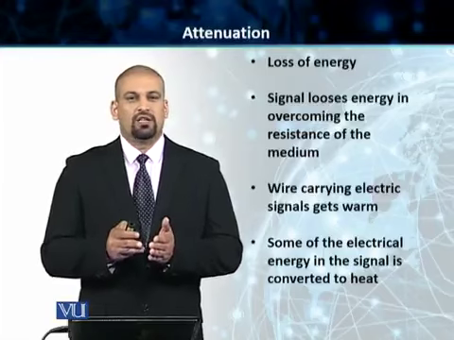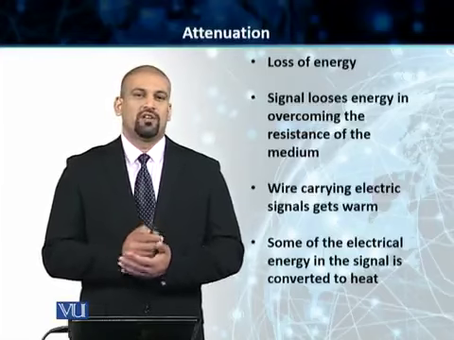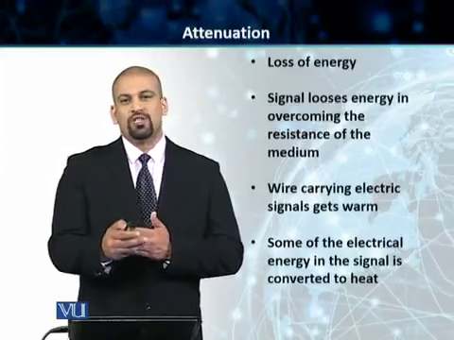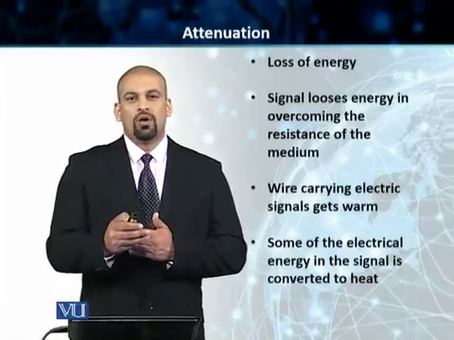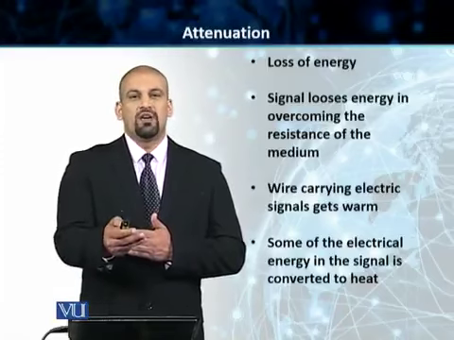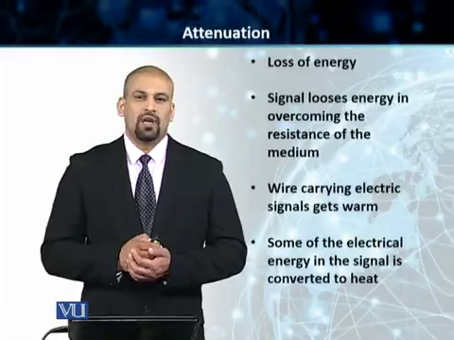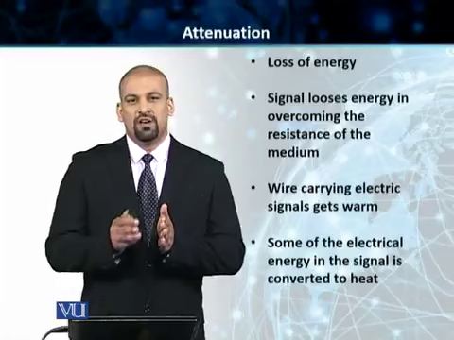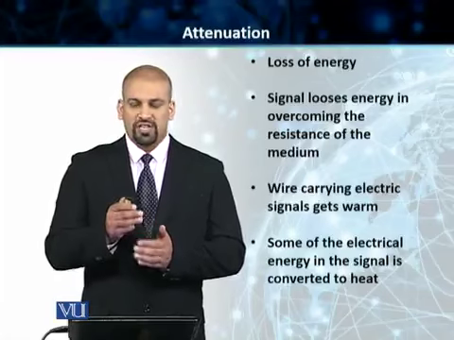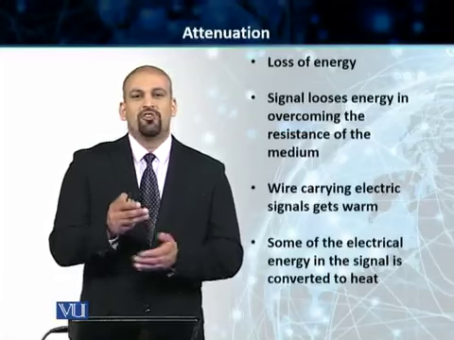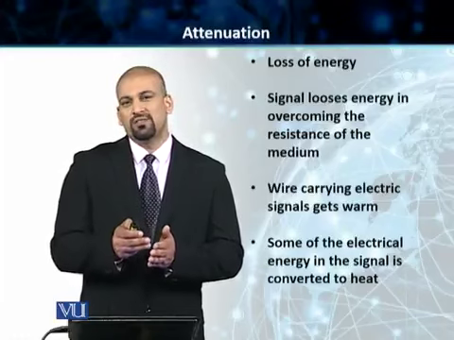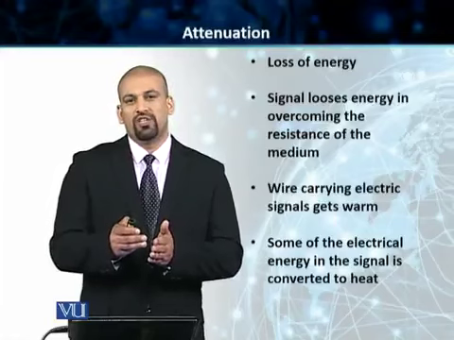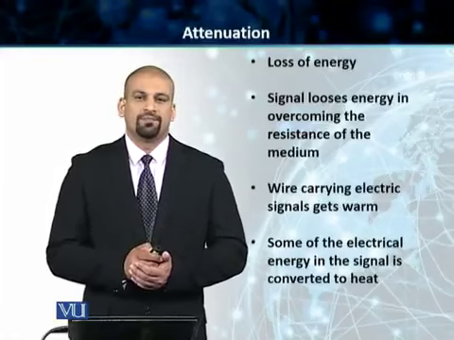Students, attenuation is nothing but the loss of energy of the signal. When the signal travels from point A to point B, it loses its energy, and therefore, in most cases, it cannot be recovered. Students, the reason that happens is because our transmission medium offers resistance. When the signal travels over a transmission medium, it tries to overcome this resistance, and in the process, loses some of this energy, mostly in the form of heat.